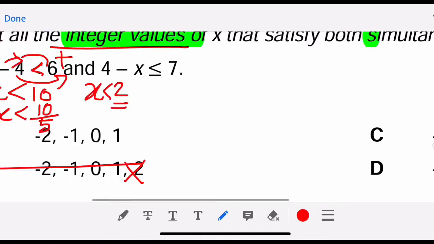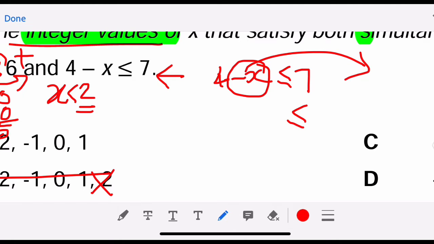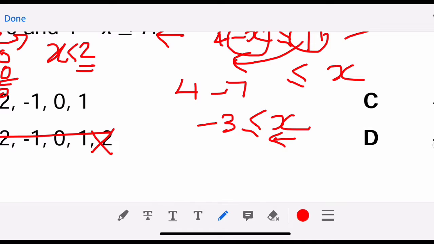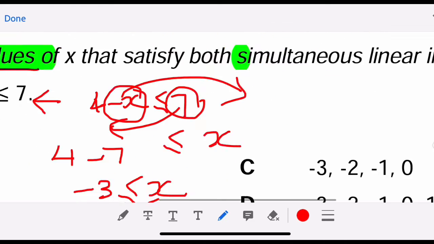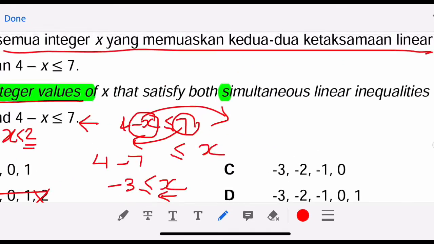Okay, so now we have 3 answers. This one, be very careful. 4 minus x less than 7. So either you shift this x to the right, then it becomes positive x. Then this 7 you shift to the other side, becoming 4 minus 7. So it will be negative 3. That is how to read. It should be x more than or equal to negative 3. Right? More than, not less than. Or if you are very confused, you do both to confirm.